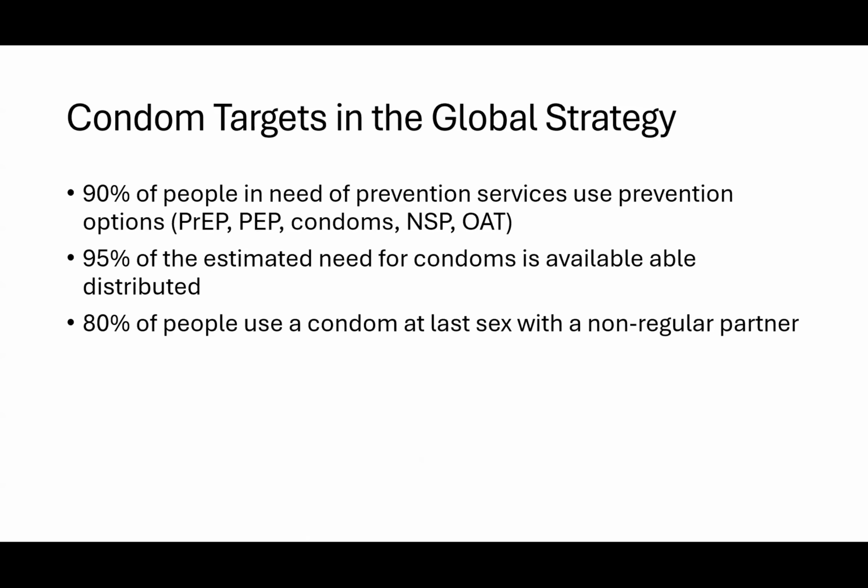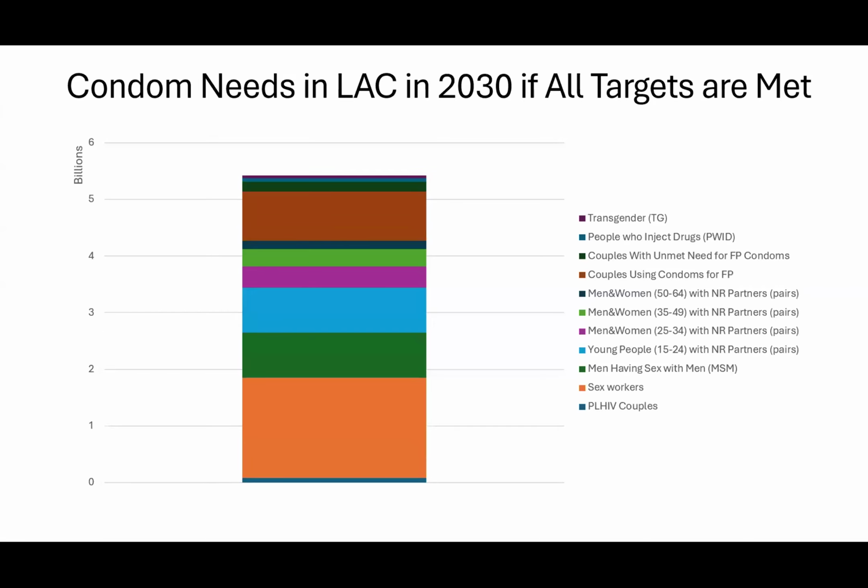In the global strategy, there are several targets that refer to condoms. As Clemens mentioned, 90% of people in need of prevention services should use different prevention options, of which condoms is one. 95% of the estimated needs should be available to distribute, and 80% of people should use a condom at last sex with a non-regular partner. Those are the global targets that are built into the tool. You can modify them if you have different national targets. If all the targets were met, then we would see about 5.5 billion condoms distributed in the LAC region, a big increase from where we are currently.